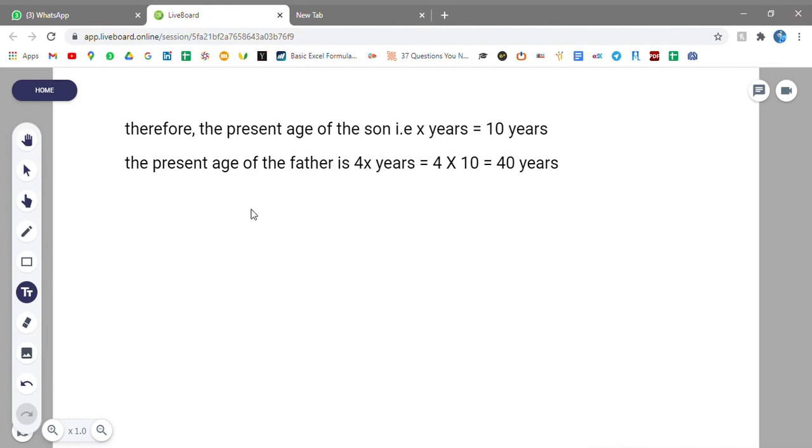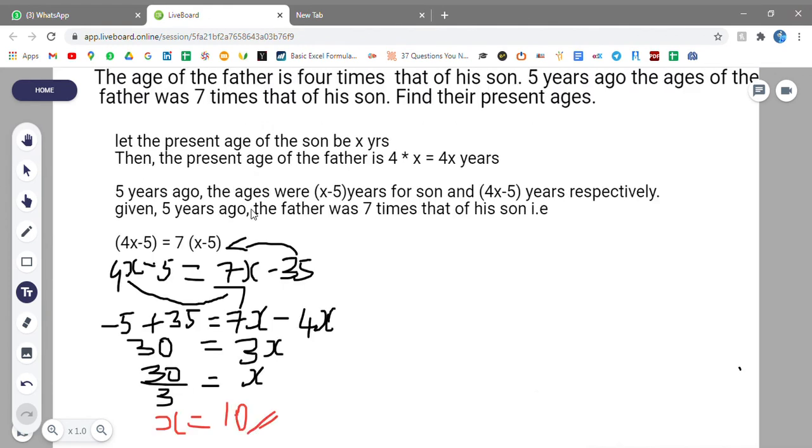I hope everybody understood this question also. Firstly they had given us that the age of the father is 4 times that of his son, and 5 years ago the age of the father was 7 times that of his son. Here we have done their present age and their age 5 years ago, and we have derived the equation. After deriving the equation, we have solved it so that we are able to get their ages at the present time.